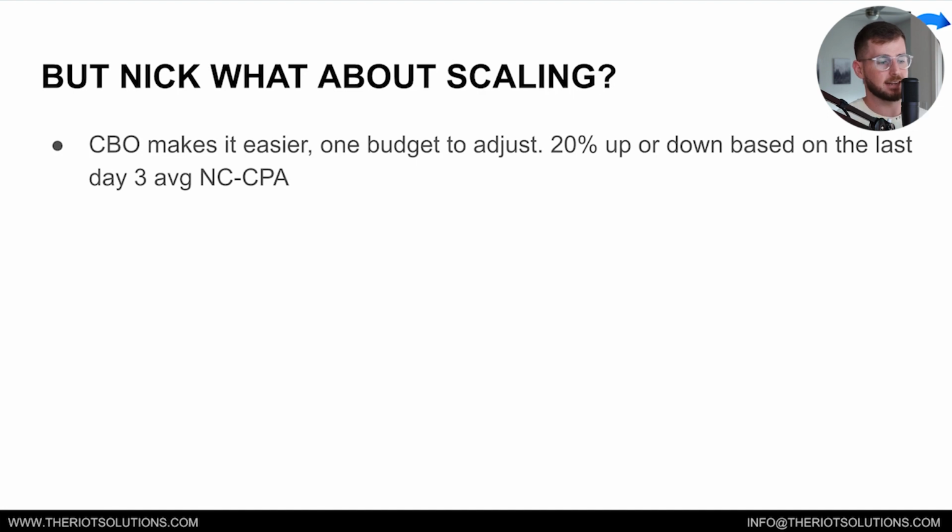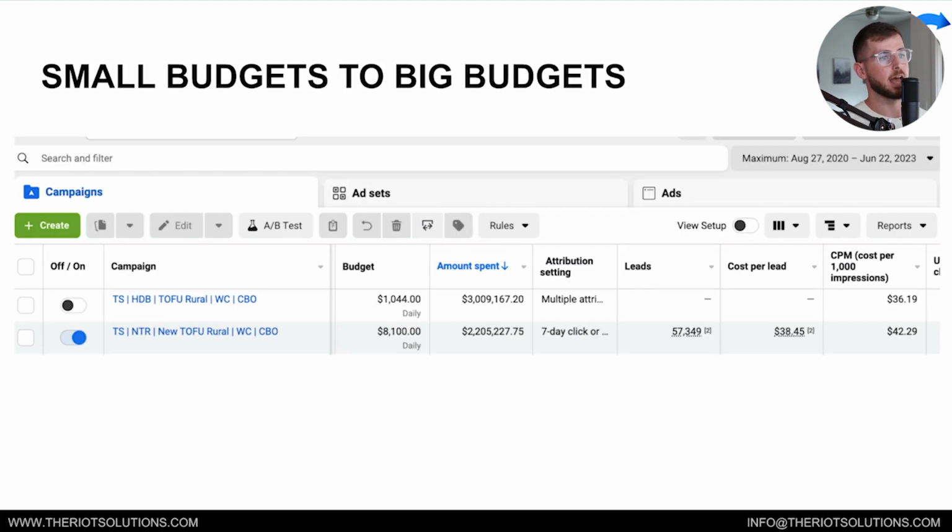I have so many people, I tell that and they're like, oh, so every 3 days you increase the budget 20% up or 20% down? I just said that every day I'm going to adjust 20% up or 20% down based on the last 3-day average NCCPA. Go. And again, this works for small budgets, to big budgets.